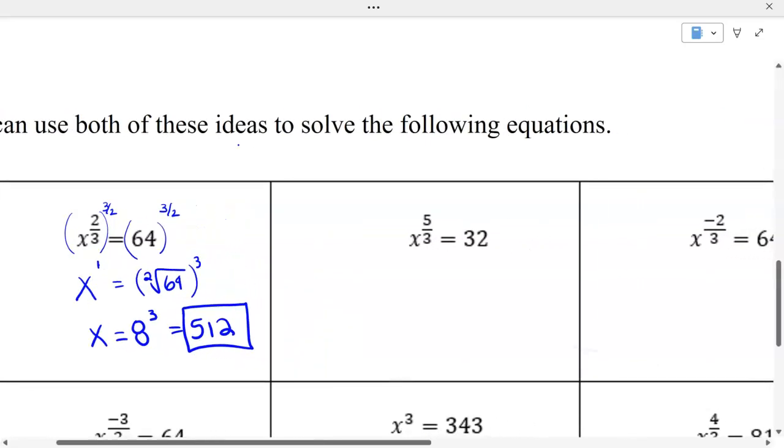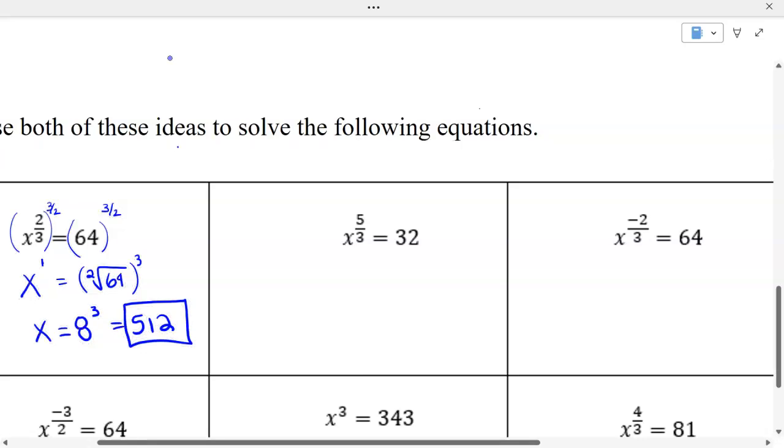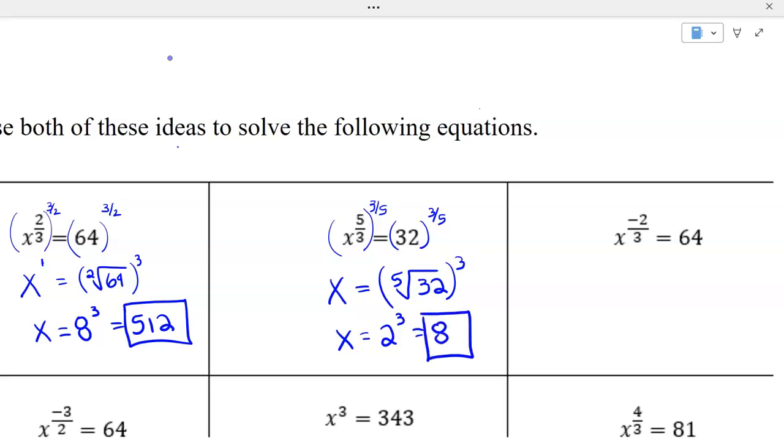Okay, so let's keep going. This one right here, if we have x to the 5/3 power, we have to raise it to a power to ultimately get x to the first power. So we're going to raise that to the 3/5 power. And so on the left-hand side, it's just going to give us x to the first power, or just x. And then on the right-hand side, we're taking the 5th root of 32 and then cubing it. And the 5th root of 32, which you do need to know, by the way, is 2, so we have 2 cubed, which is just going to be 8.